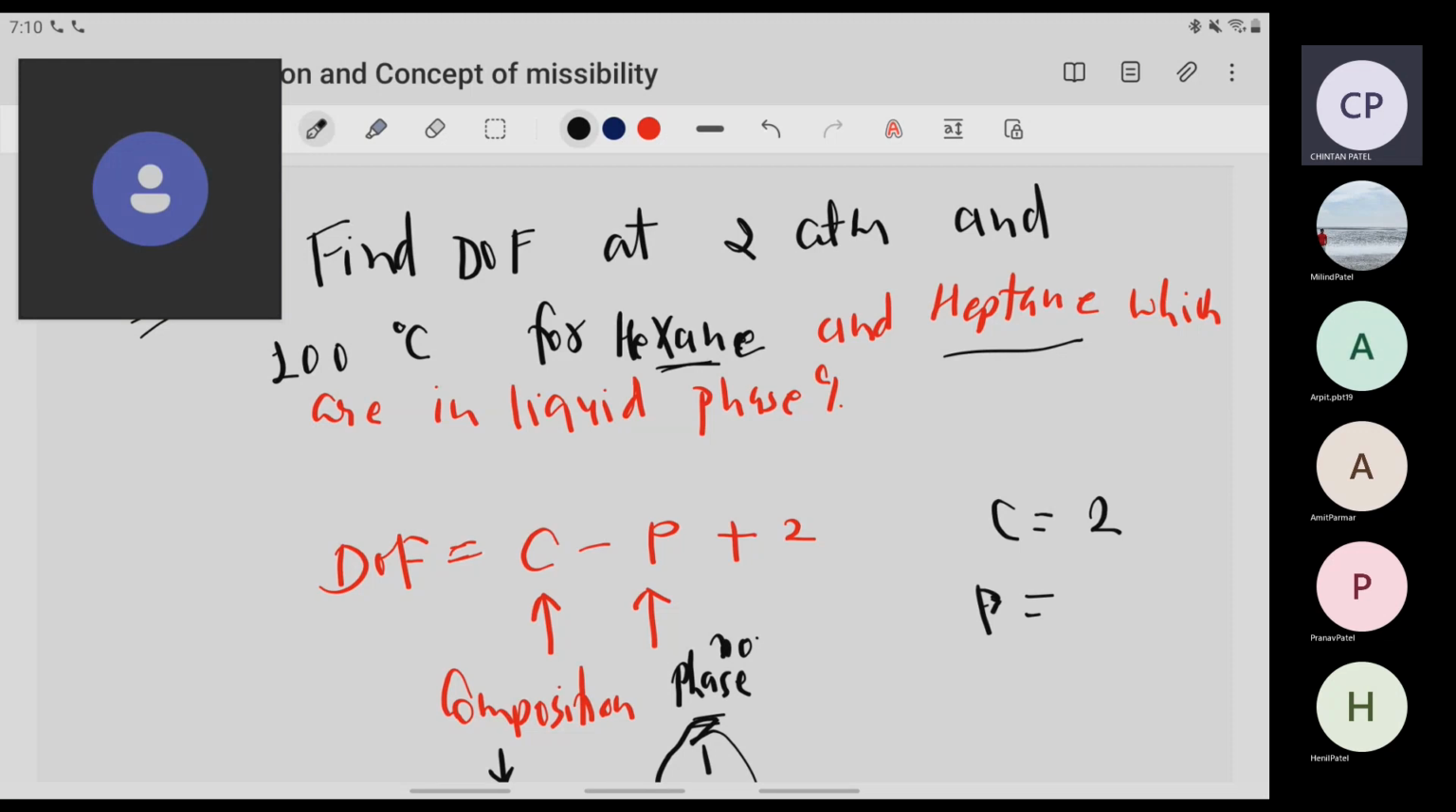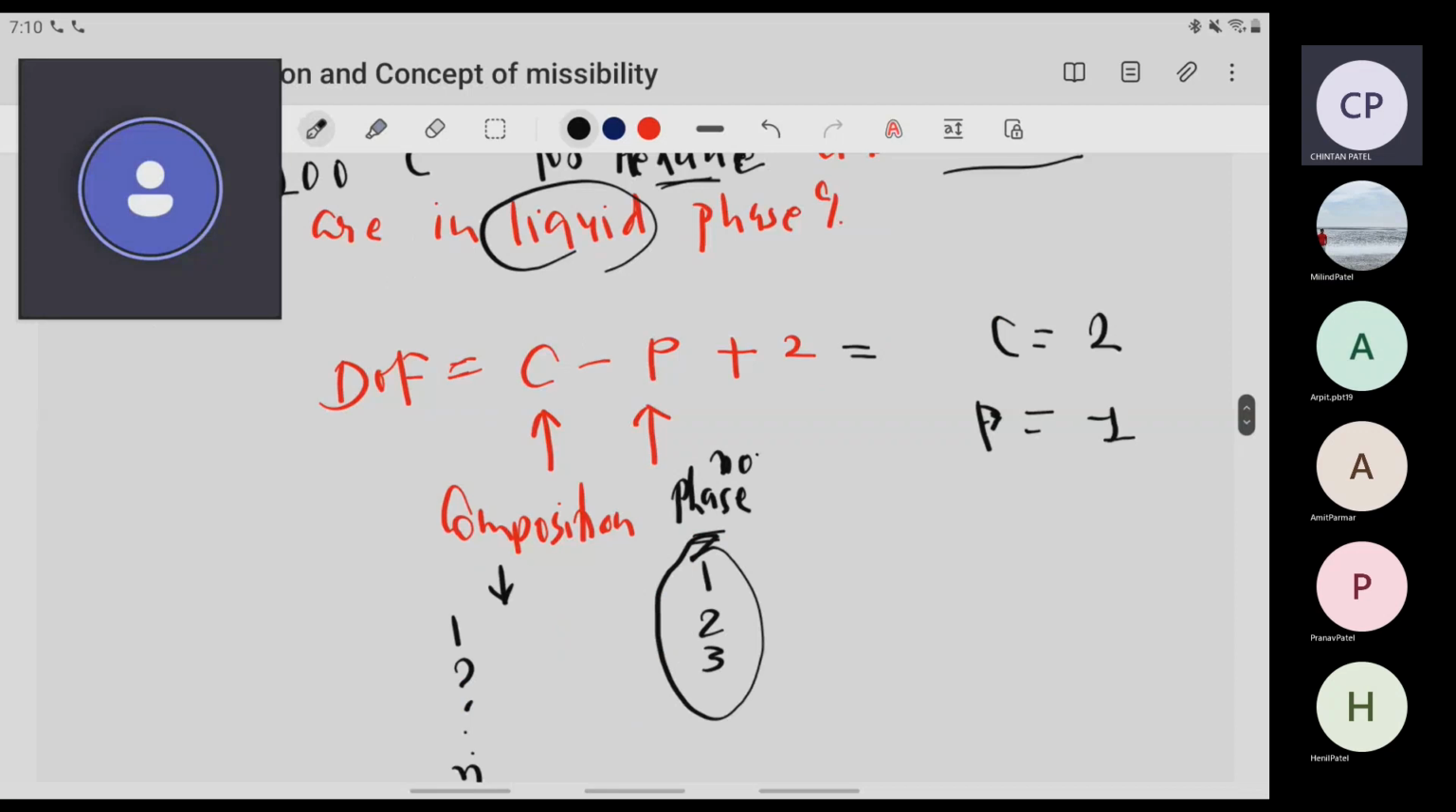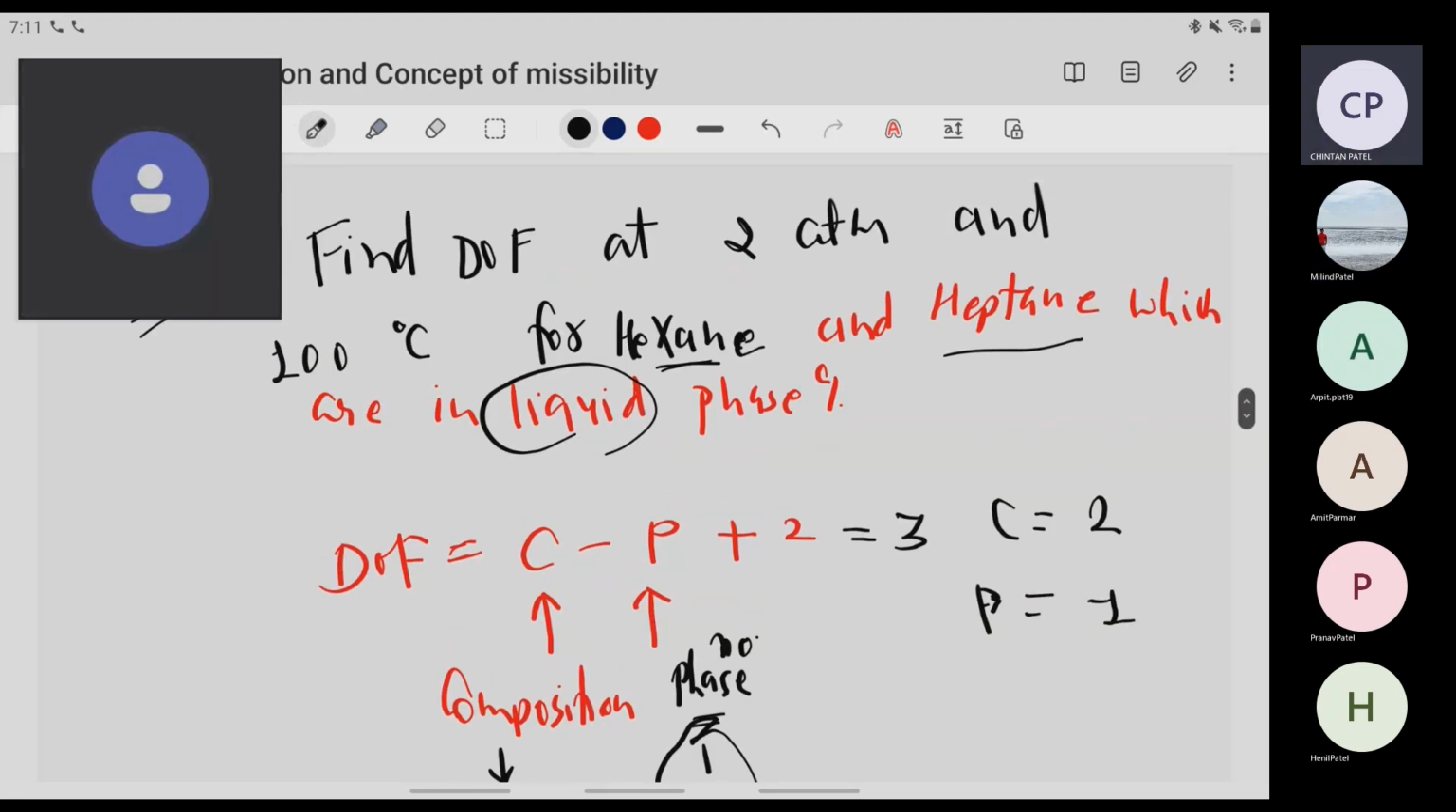What is the value of P here? Sir, 1. Why? Because only a liquid phase is existing, a single phase, liquid. Okay, so consider P as 1 now. So through the calculation, your answer is equal to 1. Okay, 3. Sorry, 3, no? You made a mistake in the calculation. 2 minus 1, plus 2. Yes, 3. Okay.